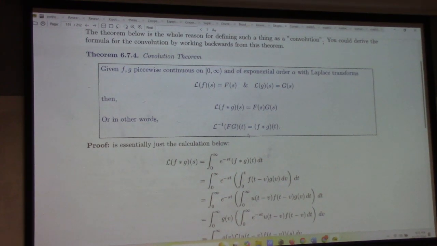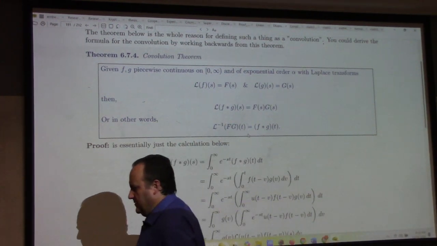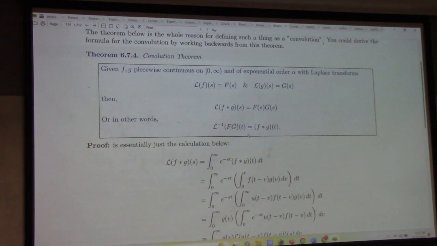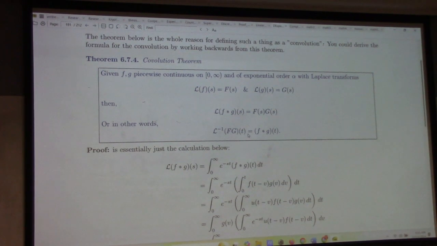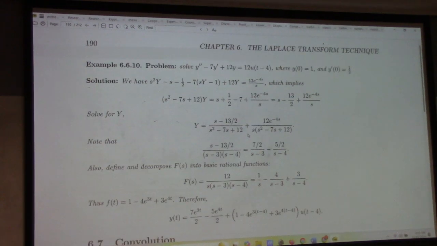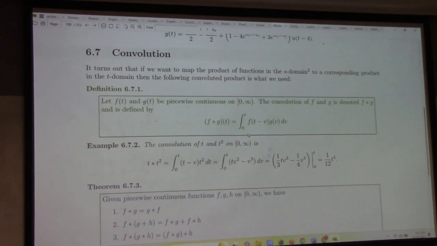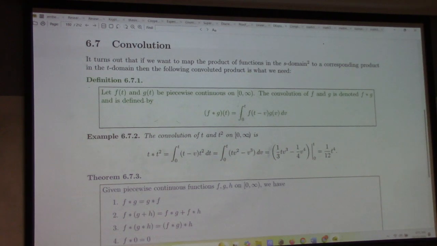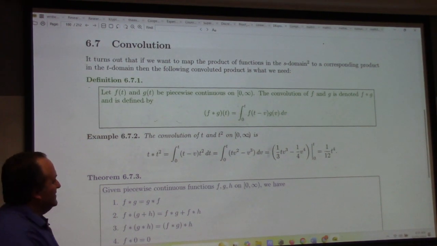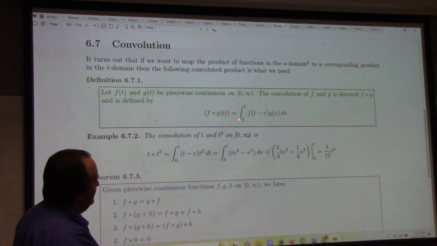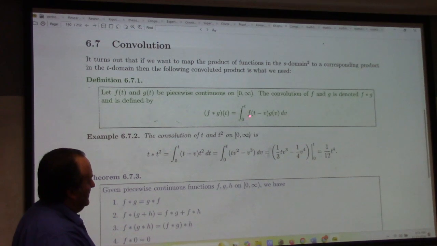Well, actually, my bad. I think I've somehow skipped past the definition of convolution. Sorry, guys. Oh, here it is. Stupid scrolling got me. I should probably define the convolution before I state a theorem for it. So here is the convolution: f convolved with g is defined to be the integral from 0 to t of f of t minus v times g of v dv. This is the definition of convolution.